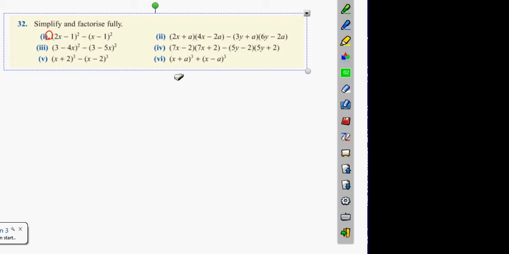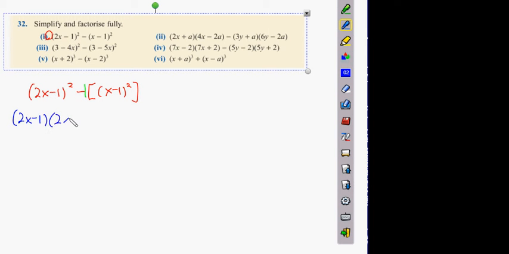what we have here is basically 2x minus 1 squared minus, now I'm going to put a big bracket around the x minus 1 squared, okay? Now what's in this big bracket here? The number 1 has been multiplied by it. Now once you've done that, you got to multiply out 2x minus 1 by 2x minus 1. Then it's take away bracket x minus 1 bracket x minus 1. Once you've done that, you need to multiply them out.